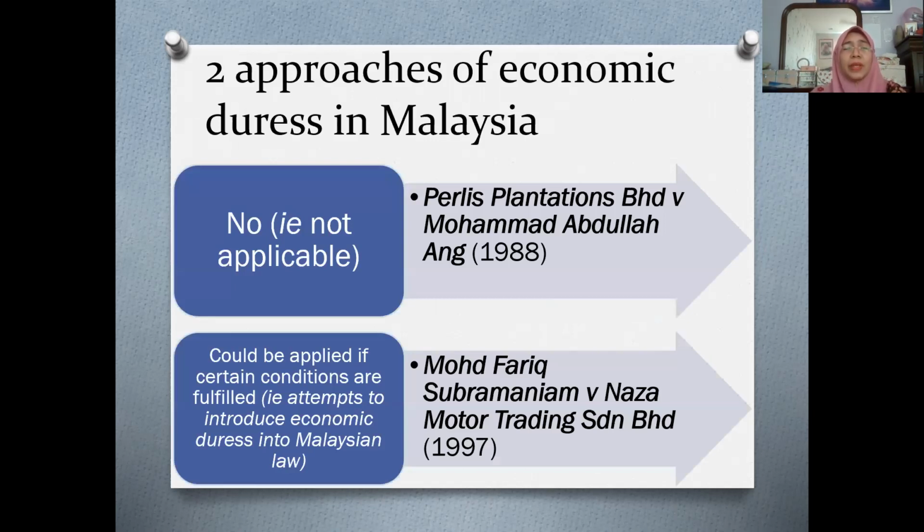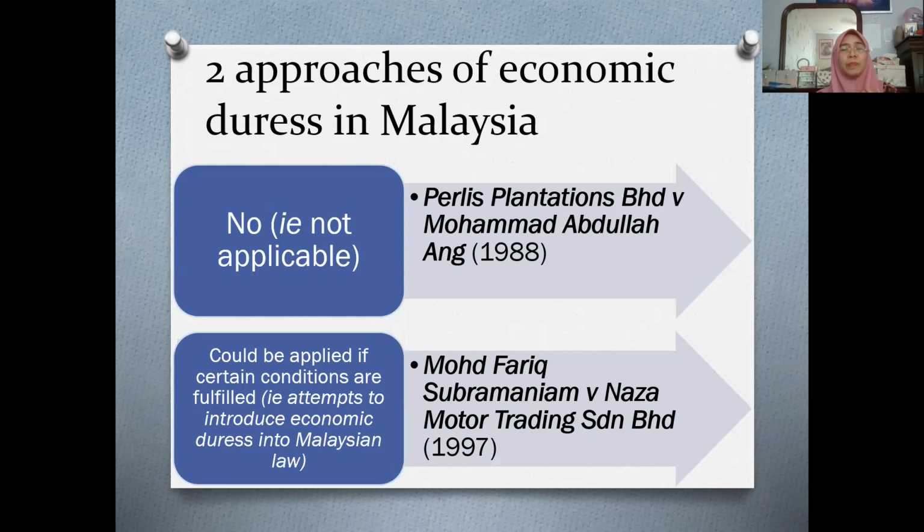But still, we have two approaches, and both cases here are by the High Court. So a High Court is not bound by another High Court. But if it is a judgment by the Court of Appeal, then the High Court must follow. So we have two approaches here. First, it's not relevant. Another one is that economic duress might be relevant to Malaysia, might be applicable. Maybe we can apply.